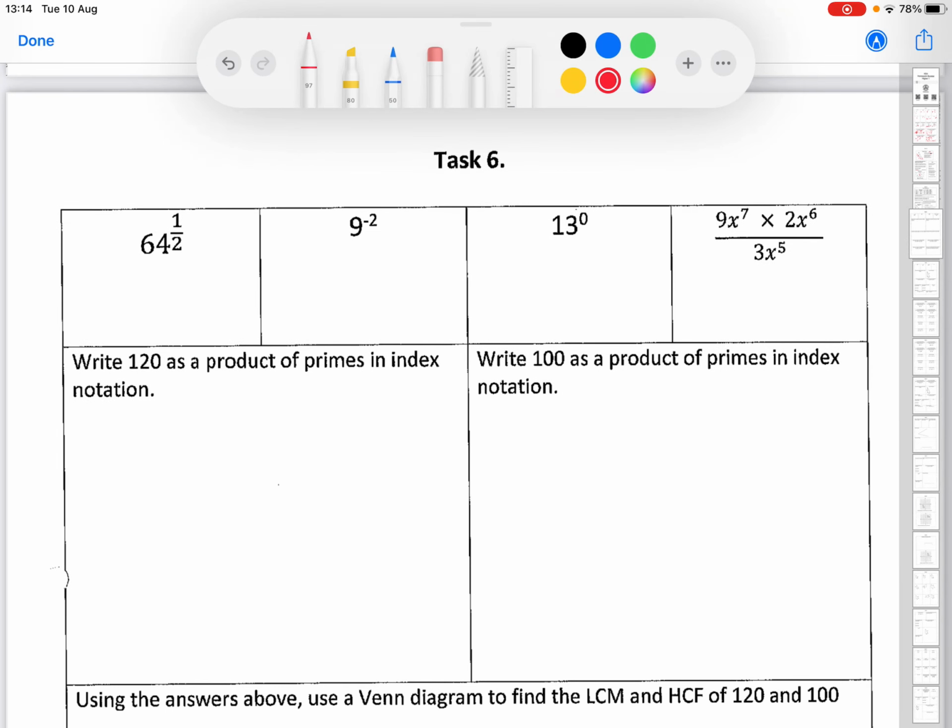Right, task 6. This is going to be 64 to the power of a half. Anything to the power of a half is a square root, so the square root of 64 is going to be 8.